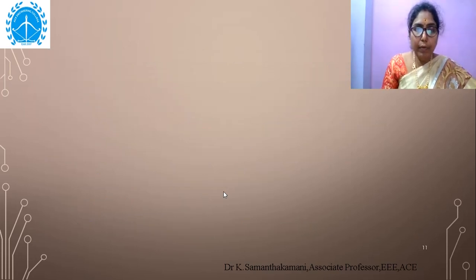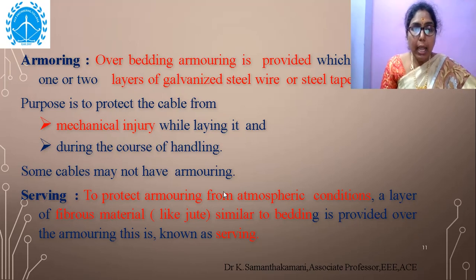Here we will see what armoring is. Over the bedding, armoring is provided. It may consist of one or two layers of galvanized steel wire, or a steel tape can be used. The purpose of armoring is to protect the cables from mechanical injuries. When these cables are laid in a track or in the ground, the handling of the cables is done roughly, so there should not be any damage to the conductor or core. For that case, the armoring is done.